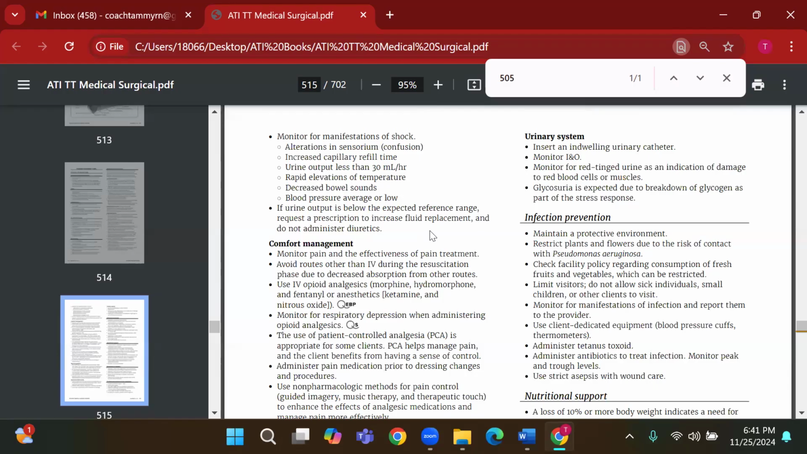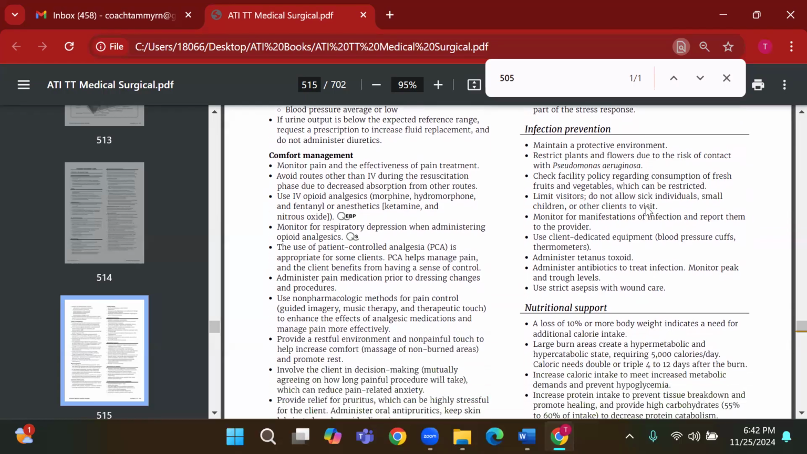Now, with the urinary system, look what happens here. It says monitor for red-tinged urine. It could be damage to red blood cells or muscles. Glycosuria. So they may overproduce a lot of sugar here in response to this burn. Remember, their sugars are going to be higher, so they may pee sugar. And this is even if there's no diabetes. This is just a person in general.